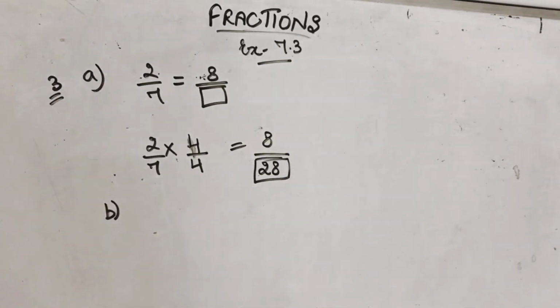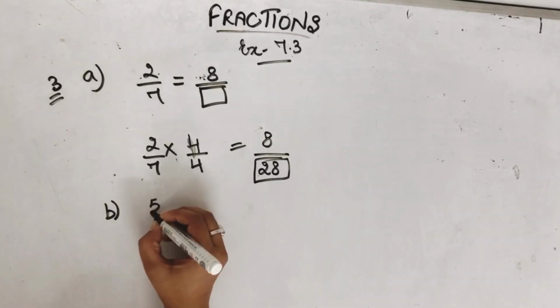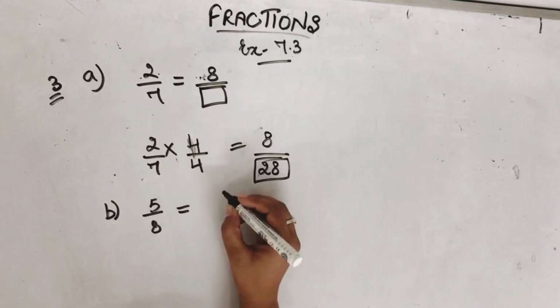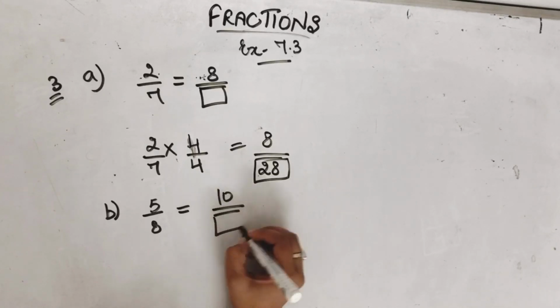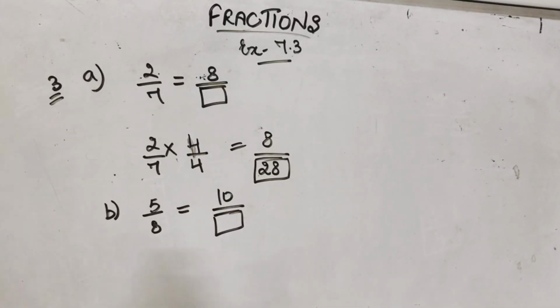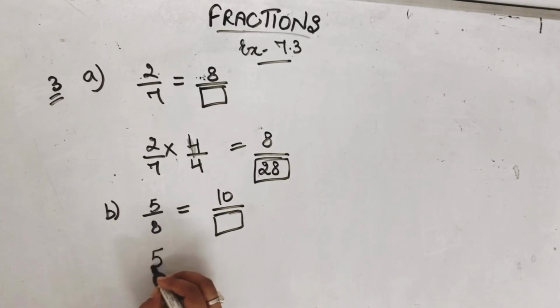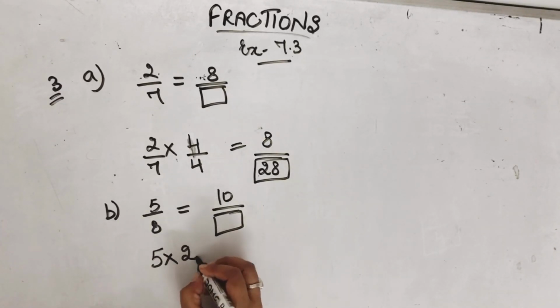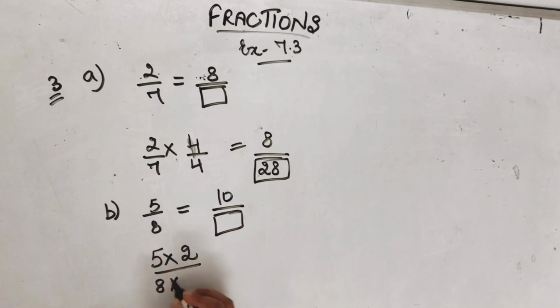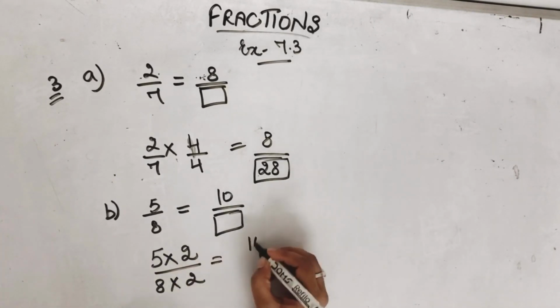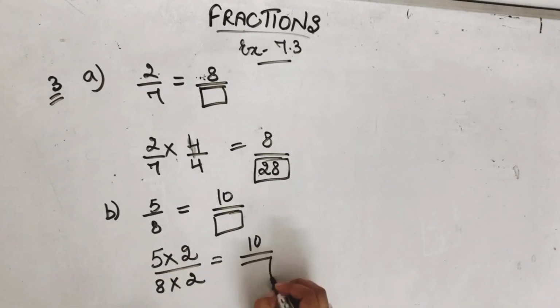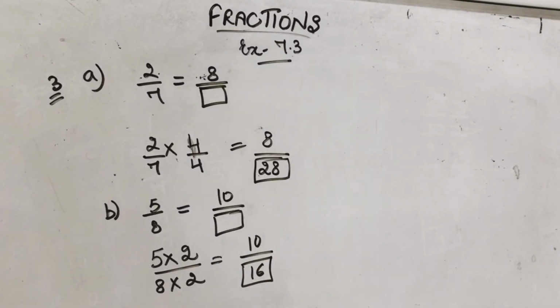I am doing one more part. 5 by 8 is equal to 10 upon blank. So now you have to multiply 5 by 2 to get 10. So you have to multiply 8 also by 2. So it will be 10 upon 8 2s are 16. So the answer is 16. So you'll do the rest of the parts yourself.